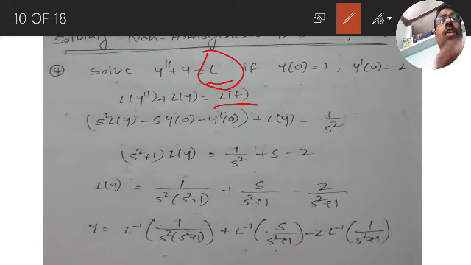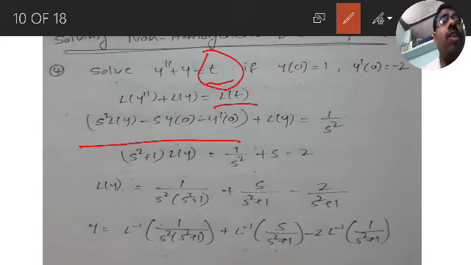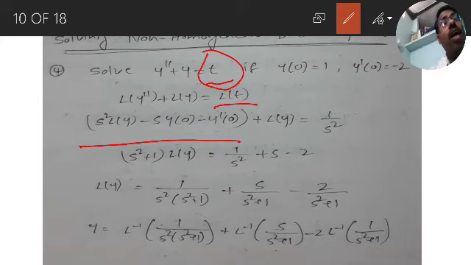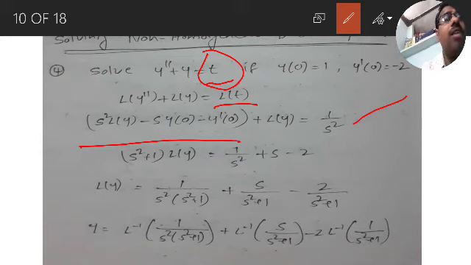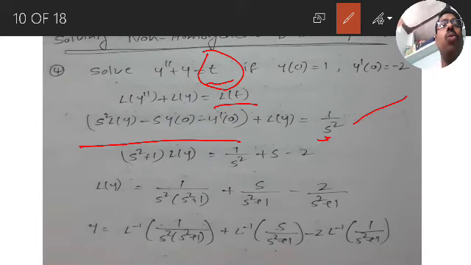Apply the formula. What is the formula? L of y double dash is s square into L of y minus s into y of 0 minus y dash of 0, plus L of y as it is. Now what is L of t? L of t power n is 1 by s power n plus 1. Here n is equal to 1, means 1 by s square. So we are getting the right hand side also. Taking L of y common, s square plus 1 into L of y is equal to 1 by s square plus s minus 2.